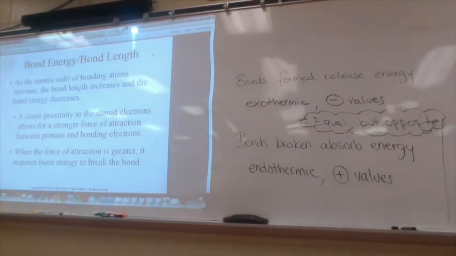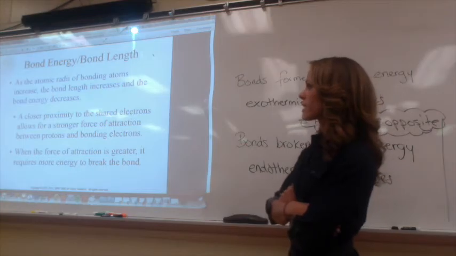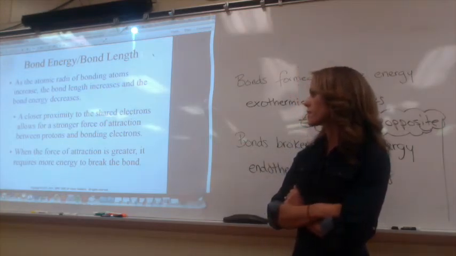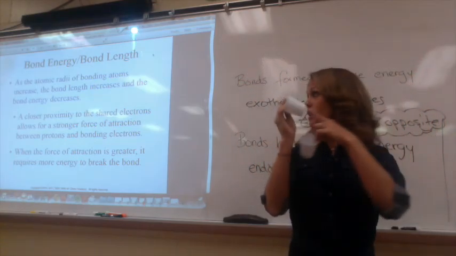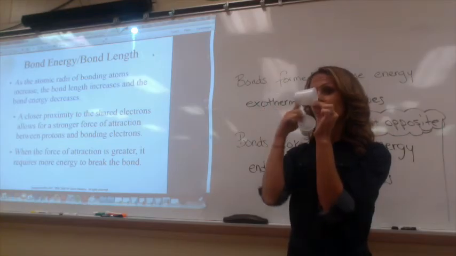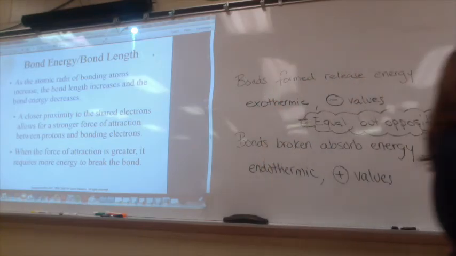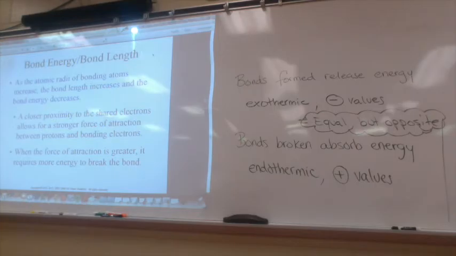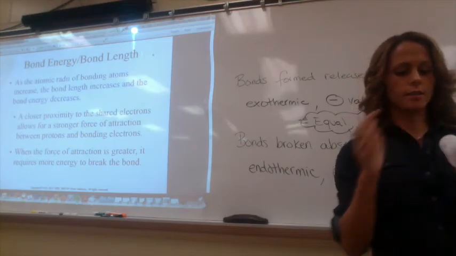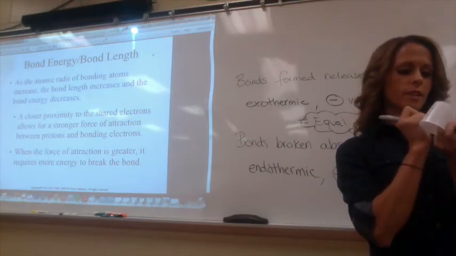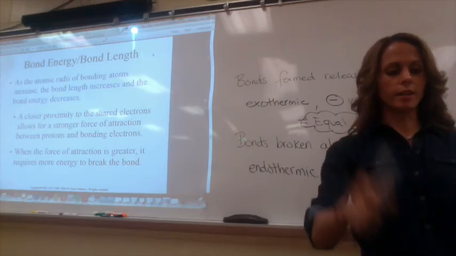So it says as the atomic radii of bonding atoms increase, the bond length increases and the bond energy decreases. It's a lot of words to get together. A closer proximity to the shared electrons allows for a stronger force of attraction between the protons and the bonding electrons. All right, so I have my two atoms and their protons, and as they get closer together, the electrons that are around here, I feel like this is probably best to draw. And then we have electrons. This is terrible drawings, but I think you'll get it.